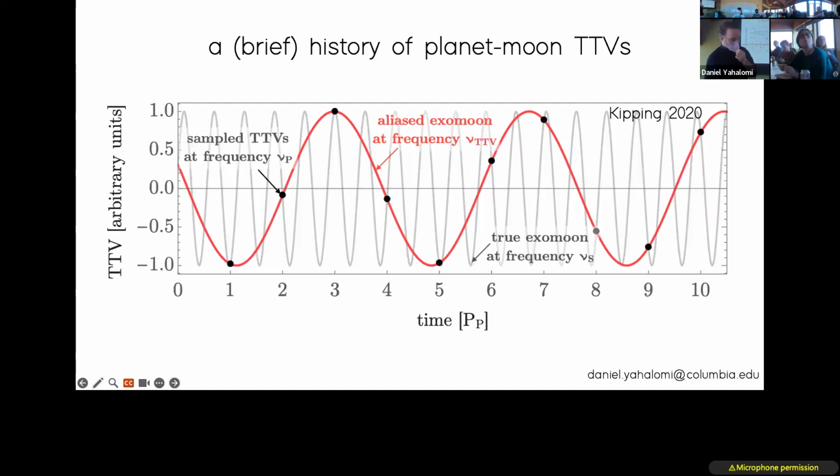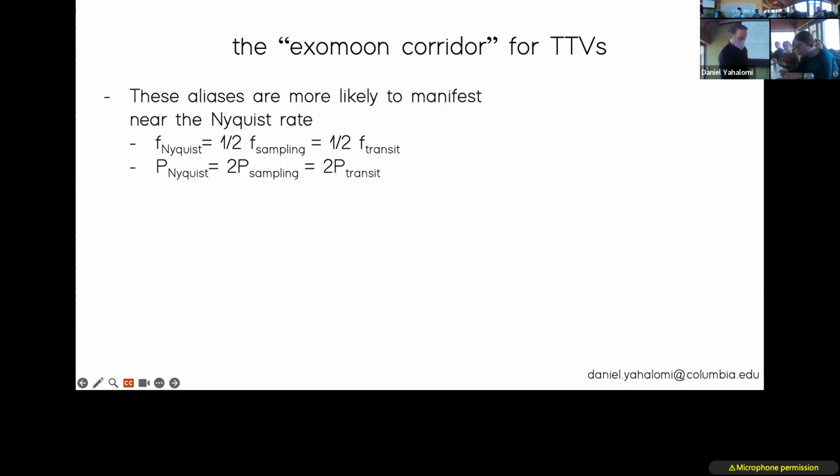So that looks something like this. So you'd expect that if the moon TTV is this gray signal, we only observe at these black data points, so you observe this red alias. And so that makes it difficult to determine the true nature of the moon because you're only observing an alias of the true signal.